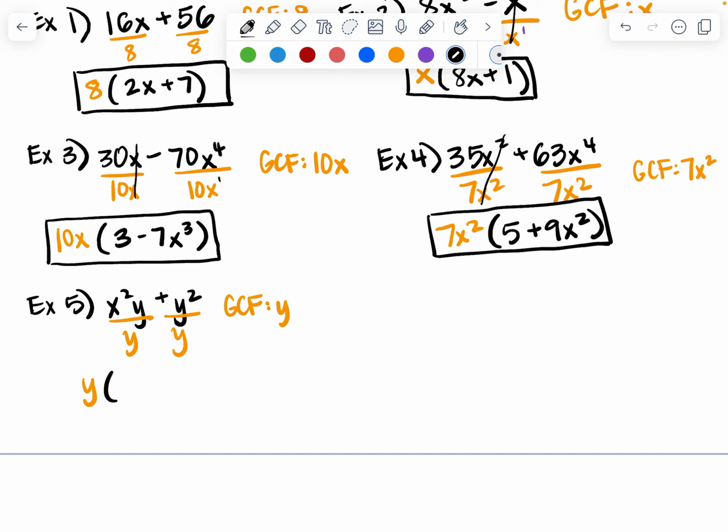So x squared y divided by y will be x squared, because if there's no x on the bottom, that one just stays the same. And then 1 minus 1 is 0, so the y is gone. And then 2 minus 1 is 1, so we just have y.